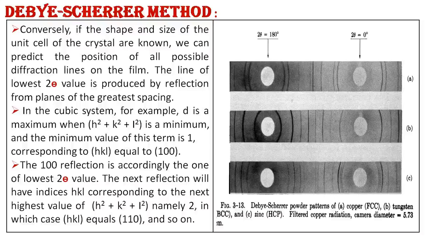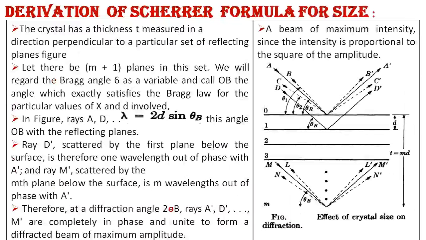The next reflection will have indices hkl corresponding to the next highest value of h squared plus k squared plus l squared, namely 2, in which case hkl equals 110, and so on. So this diagram shows the Debye powder patterns. First one is copper, that is FCC. Second one is tungsten, body-centered cubic. Third one is zinc, that is HCP, with filtered copper radiation. Camera diameter is 5.73.